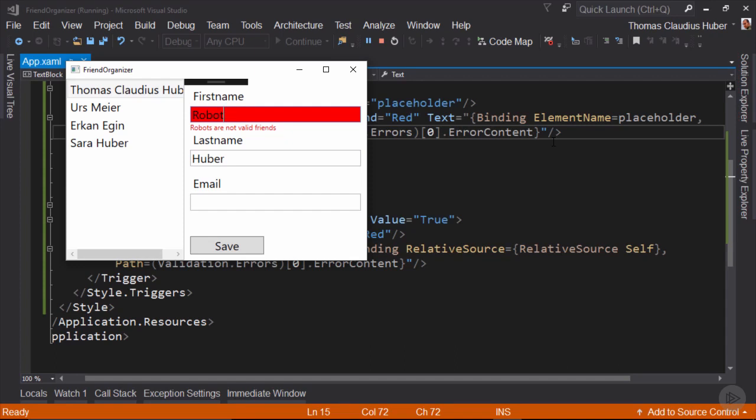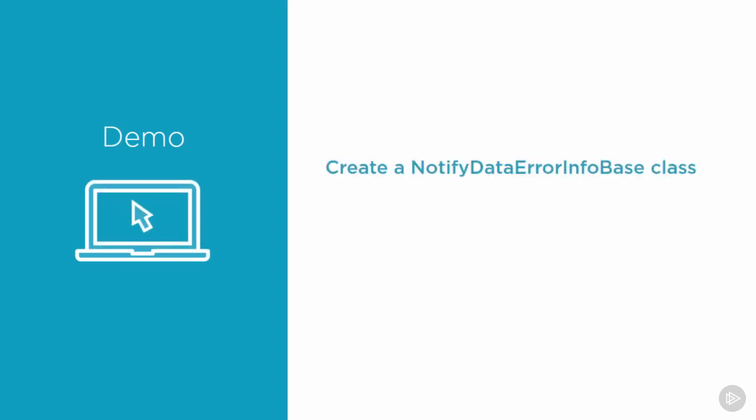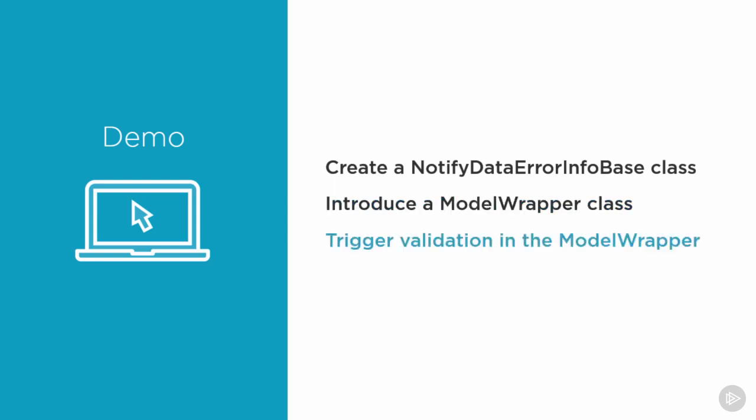Now let's continue by refactoring our code a bit. In this demonstration you learn how to create a NotifyDataErrorInfoBase class. We will refactor the logic that we have in our friend wrapper class into this new base class. When we are done with this, we will also introduce a model wrapper class that makes it very simple to set and get properties from our friend wrapper. Finally, we will also trigger the validation in that model wrapper class and not directly in the friend wrapper where we do it now. So let's switch to Visual Studio and let's refactor our code a bit.